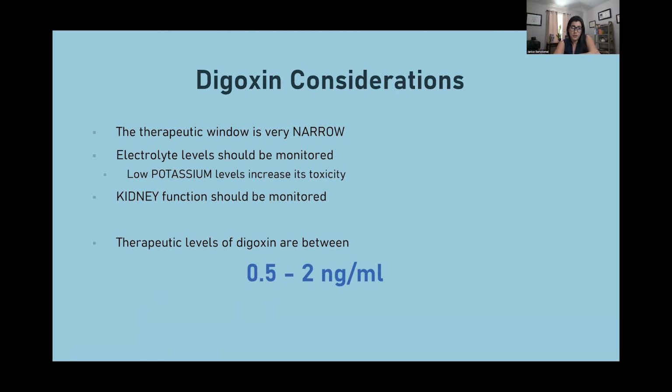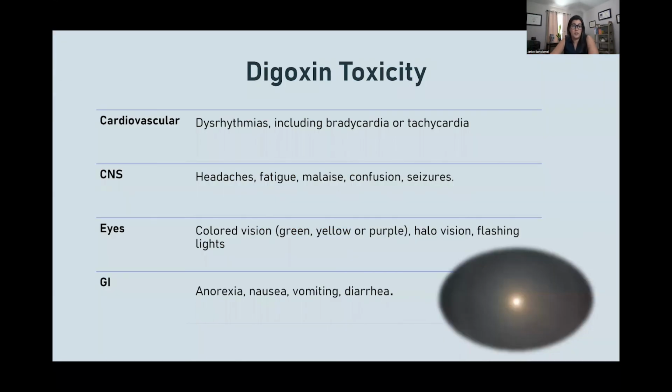Electrolytes should be monitored constantly because low potassium can increase the toxicity of digoxin, and also the kidney function needs to be monitored. Some of the things that can predispose someone to digoxin toxicity are low potassium, dysrhythmias, high calcium, kidney, respiratory, and thyroid disease. And also your age. If you're older, you're more at risk for digoxin toxicity.